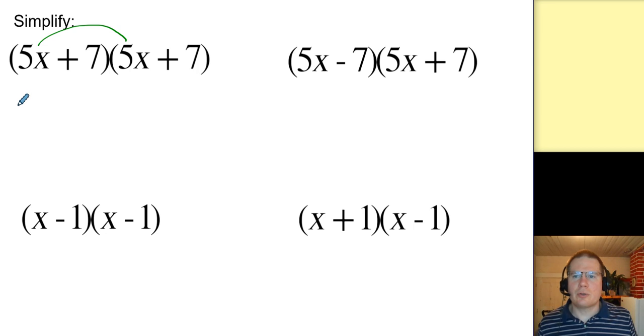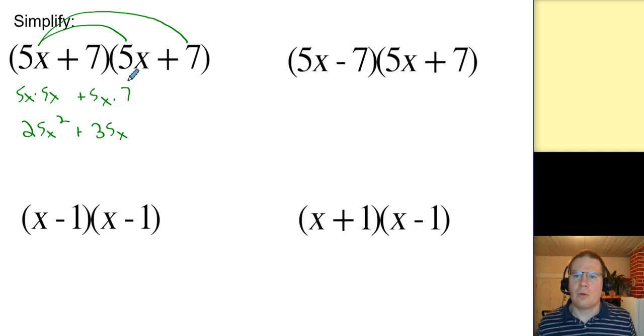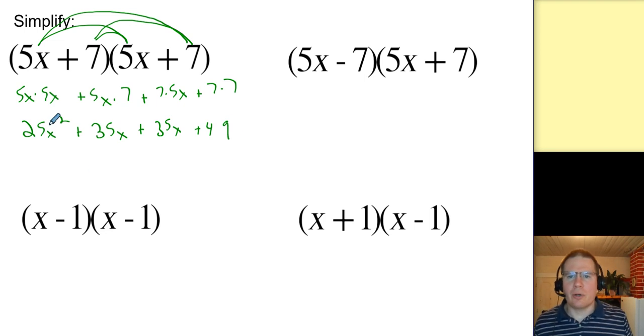5x times 5x is 25x squared. 5x times 7, then 7 times 5x, then 7 times 7. Right? I really hope you did not get 25x squared plus 49. These two middle terms are a big part of our answer.